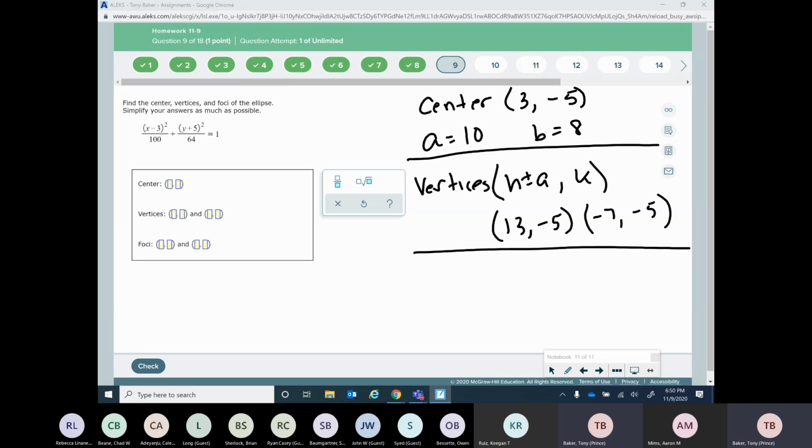Now to find my foci, I need C. So C squared equals A squared minus B squared. So this is 100 minus 64. So C squared in this case equals 36. So C equals plus or minus 6.